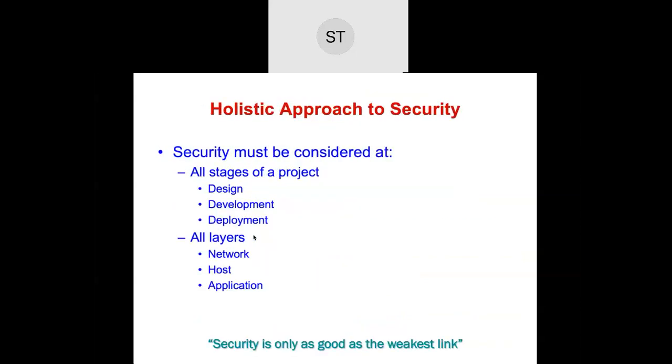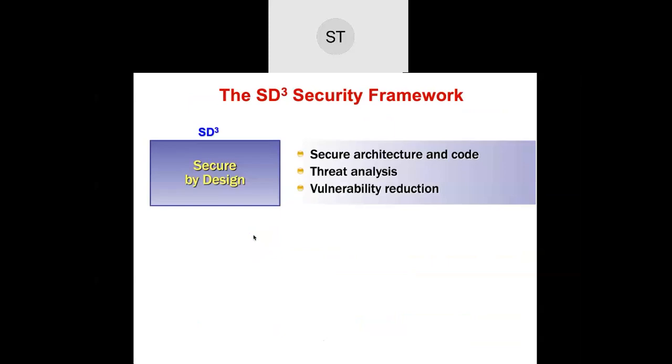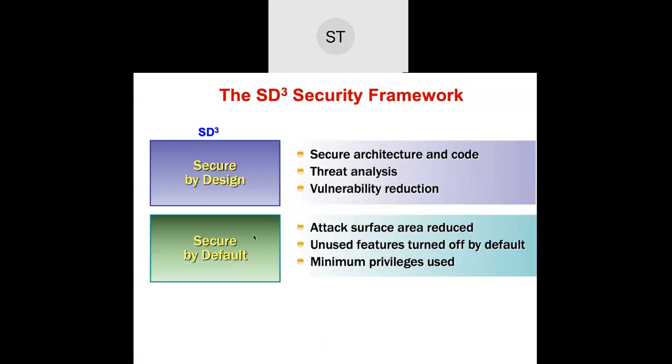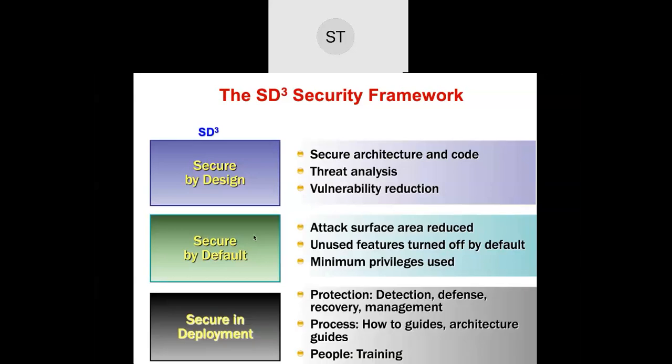Then very interesting is the SD3 framework, which tells us when we should start thinking about security: design, development, and deployment. All the phases you need to think about security. Okay, at the time of design, you need to take into account architecture and threat analysis. By default, you need to reduce the surface area, and privileges you need to take into account. At the time of deployment, you need to train the people so that they can use it properly. Otherwise, again, problems may occur because of clicks here and there and unnecessarily opening applications which are not essentially required.